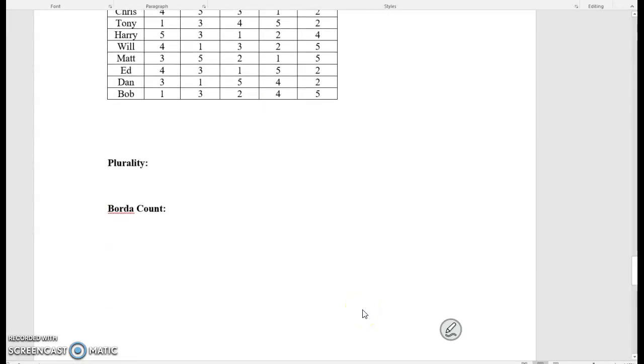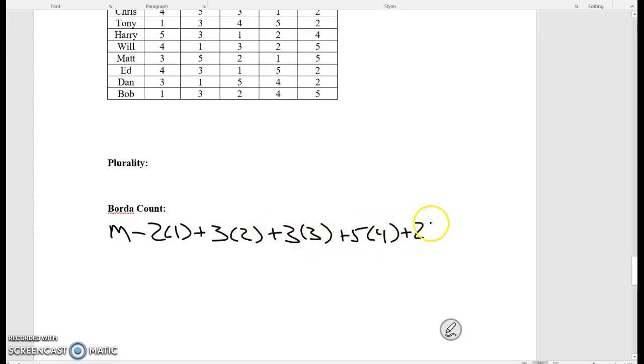With Borda count, we're going to take each individual vote and count them up. We're going to do Borda count before we do plurality. So with math, if you read down, it has 2 first place votes, 3 second place votes, 3 third place votes, 5 fourth place votes, and 2 fifth place votes. It gives me a score of 47. And if you add across 2 plus 3 plus 3 plus 5 plus 2, you get 15. That's what should happen every single time.